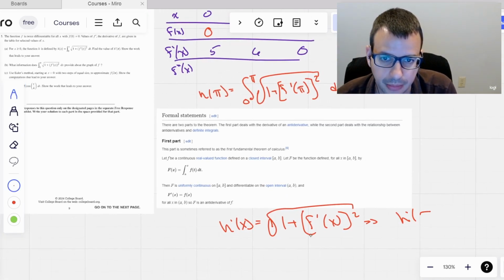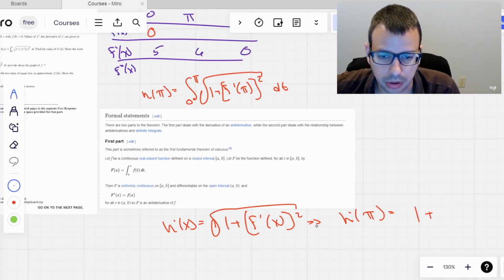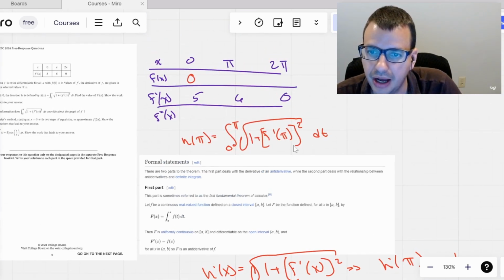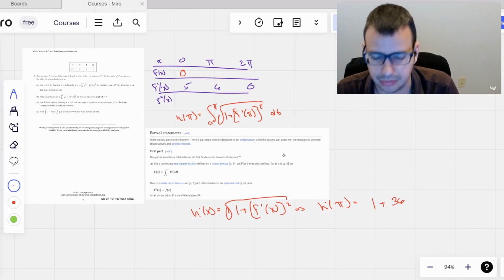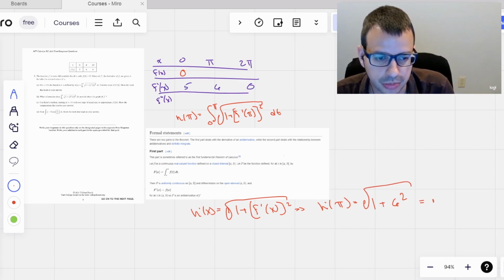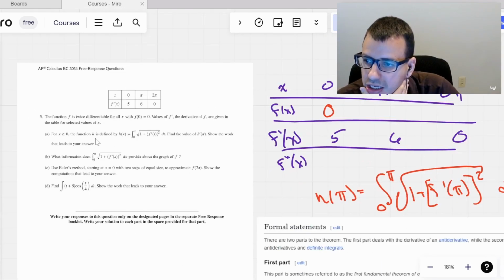Therefore, h prime of pi is going to be the square root of 1 plus f prime of pi squared. So f prime of pi is going to be 6. So it's going to be 1 plus 36. I'll write it as 6 squared, square rooted, which is equal to the square root of 37. Okay, so that will be the value of h prime of pi.